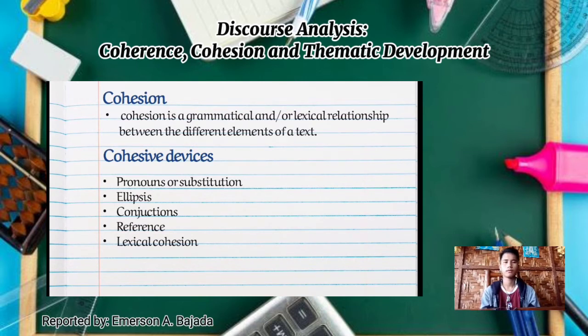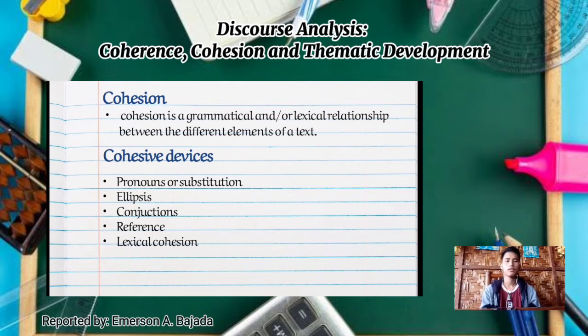Now, what is cohesion? Cohesion is a grammatical and or lexical relationship between the different elements of a text. Cohesion is the connection that results when the interpretation of a textual element is dependent on another element in the text. It refers to the connection that exists between elements in the text or in the writing. Cohesion is produced by the repetition of elements of the text, for example, recurrence, anaphora, paraphrase, parallelism, and so on.